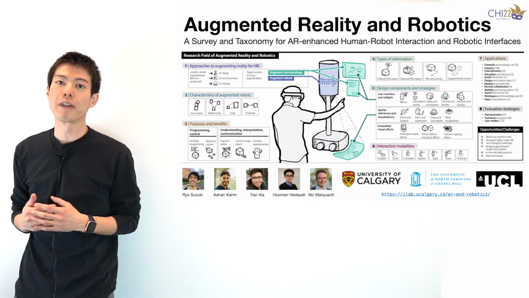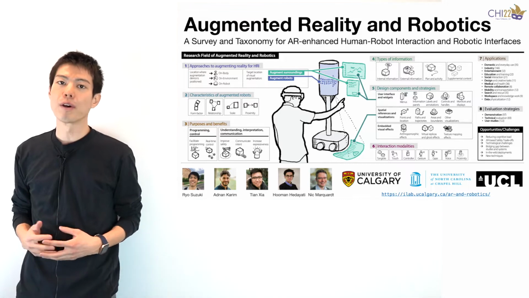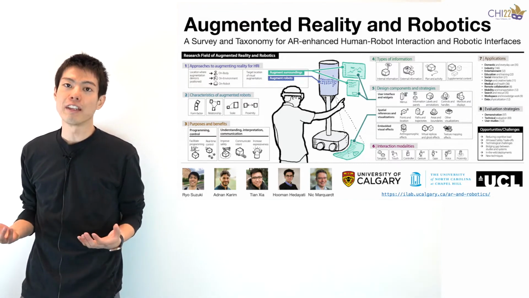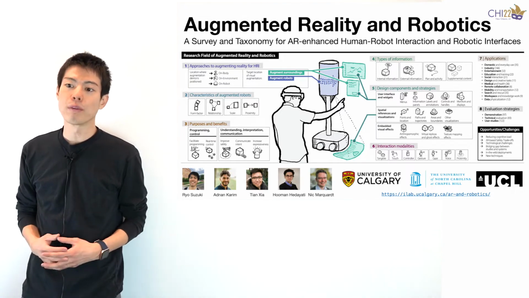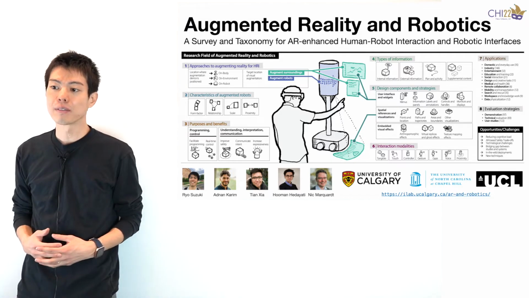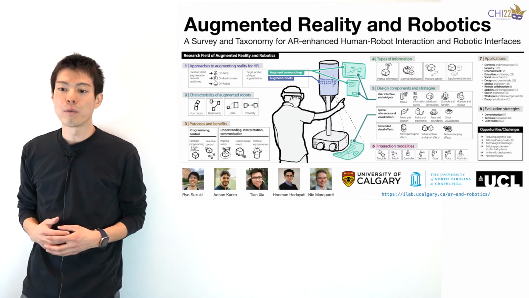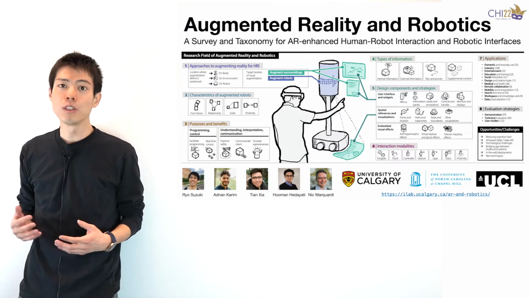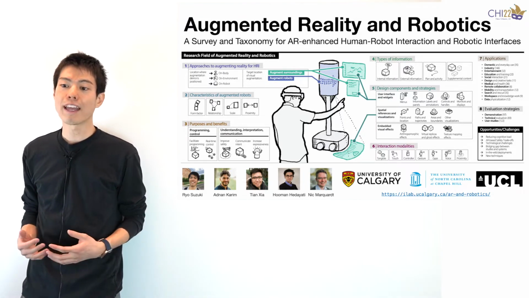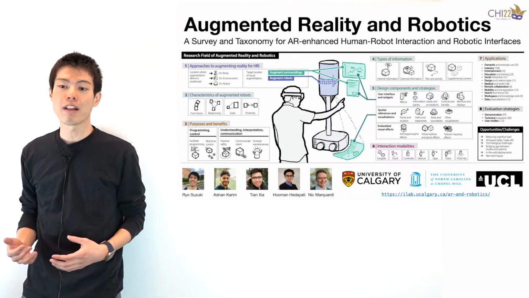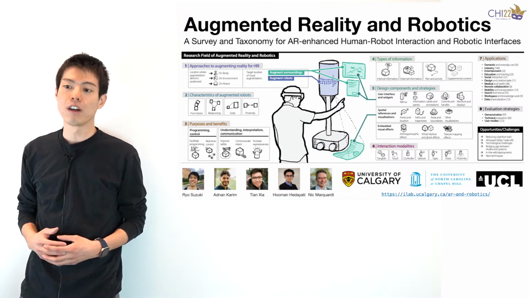I'm an assistant professor at the University of Calgary, Department of Computer Science. Today, I want to talk about augmented reality and robotics, a survey and taxonomy for AR-enhanced human-robot interaction and robotic interfaces. This is a collaboration with Adnan and Karim, Tian, Hooman, Hedayati, and Nick Marquardt at University of Calgary, University of North Carolina at Chapel Hill, and University College London.